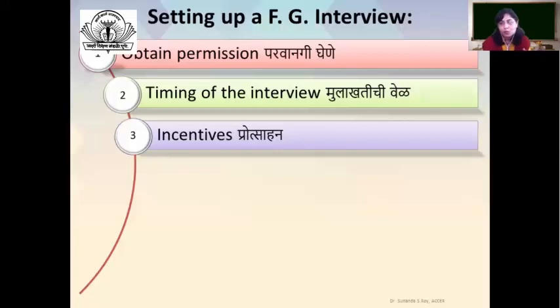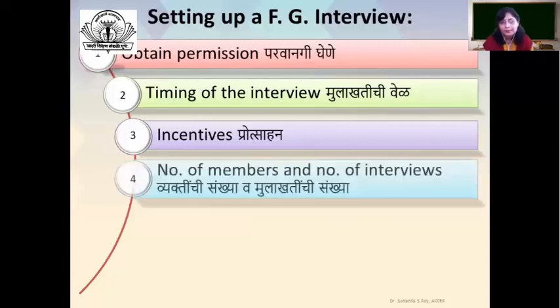Now, incentives could be in any form. It could be snacks or refreshments, or it could be in the form of money or learning experiences. You could tell them that through this we will come to know what your peers are thinking about it. So different kinds of incentives you need to plan.